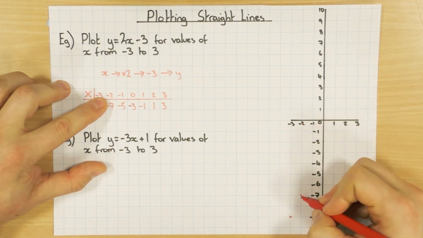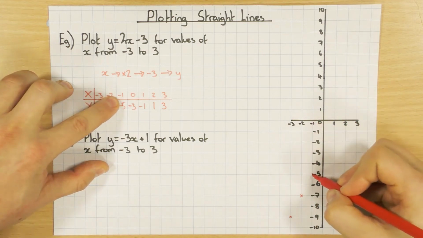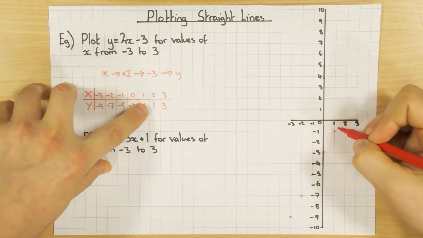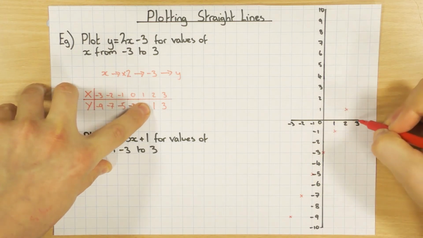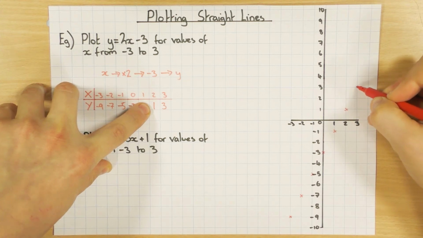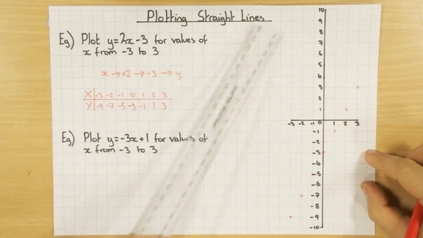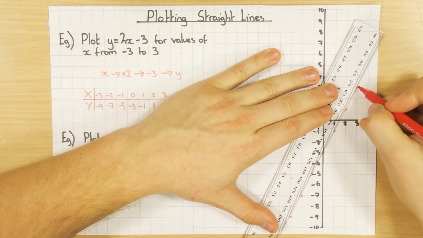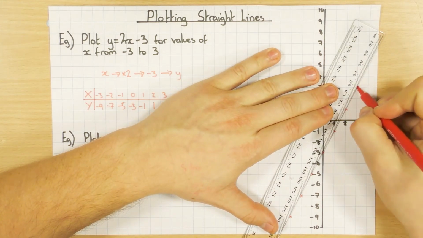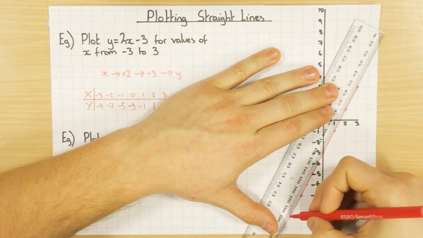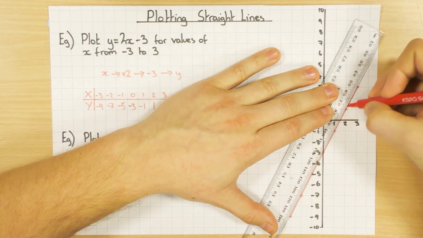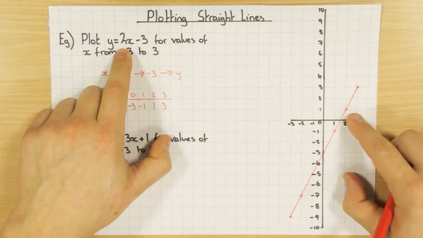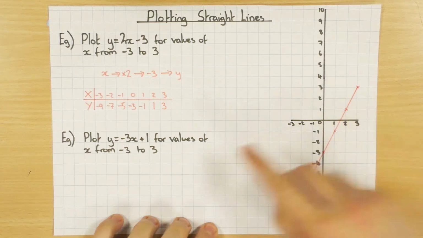-2, -7. -1, -5. 0, -3. 1, -1. 2, 1. And then 3, 3. Okay, now you get your ruler and it should be a nice straight line. If it isn't, you've made a mistake. So it should give you a little bit of an indication whether or not you've done it right or not. Okay, so there's the first one there, nice straight line. There you go, I've plotted y equals 2x - 3.